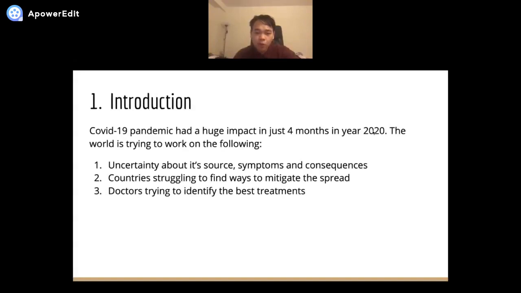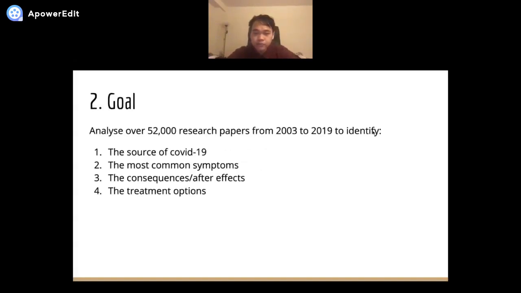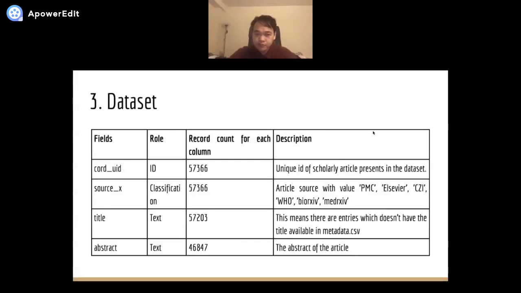Let us focus more on the important keywords to make a better analysis. Creating a stop list could also help us show a better result from clustering by comparing the process with the default setting. As you see, our goal is to analyze over 52,000 research papers from 2003 to 2019, the source of the COVID-19, and we want to find a treatment option.